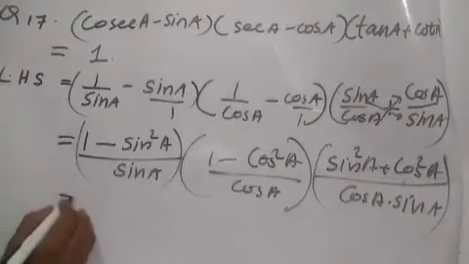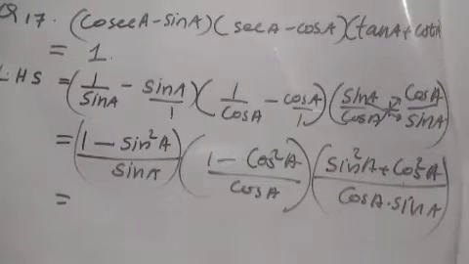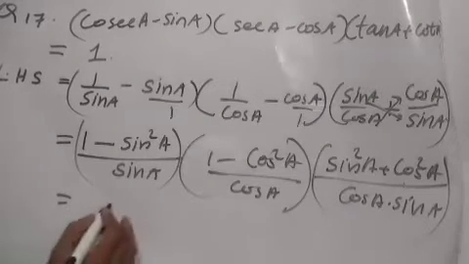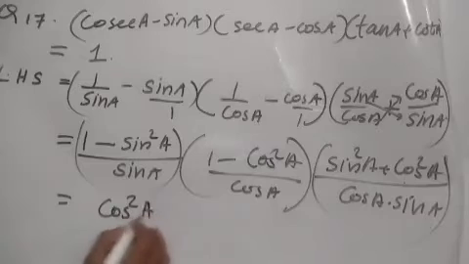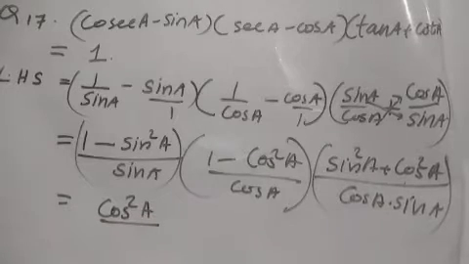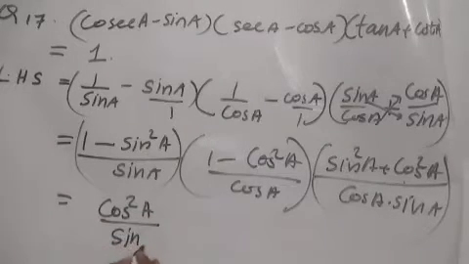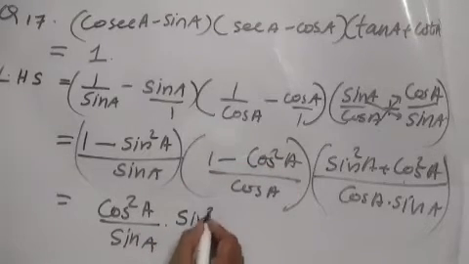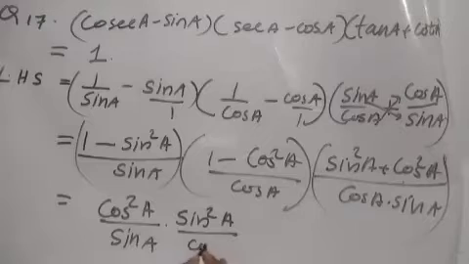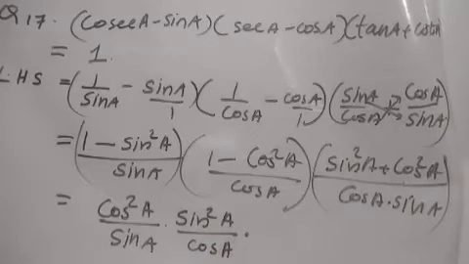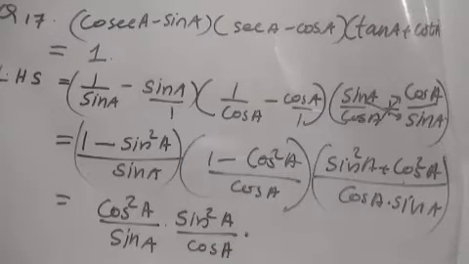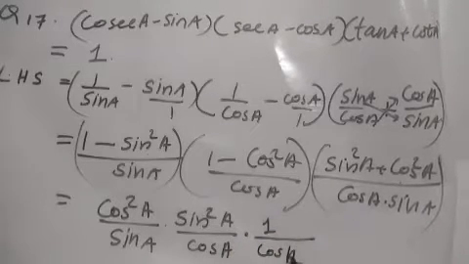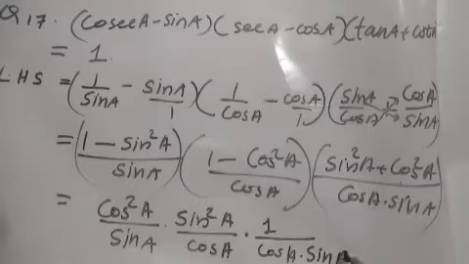Now, what is 1 minus sin square A? It's a trigonometric identity, no? Yes, cos square A. Sin square A plus cos square A gives 1. So cos square A by sin A. And this numerator 1 minus cos square A is sin square A, by cos A into sin A. Sin square A plus cos square A, that is 1. So, identity.